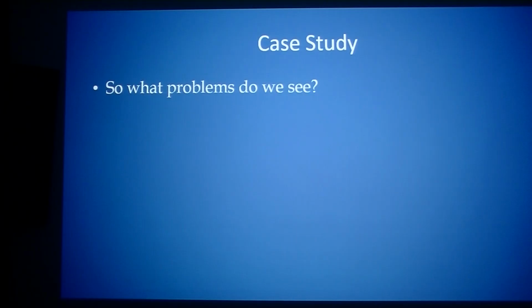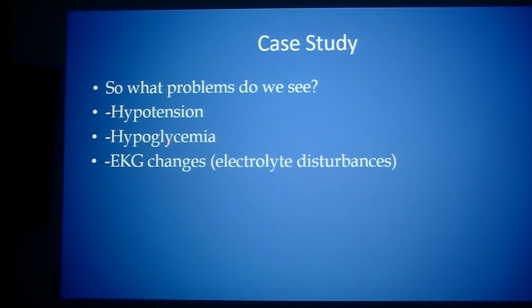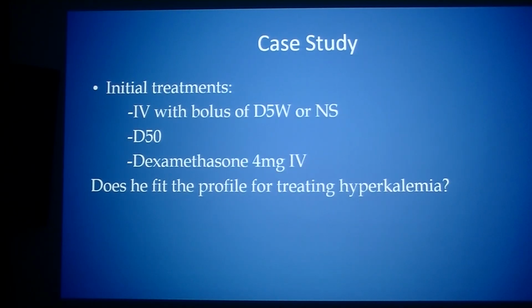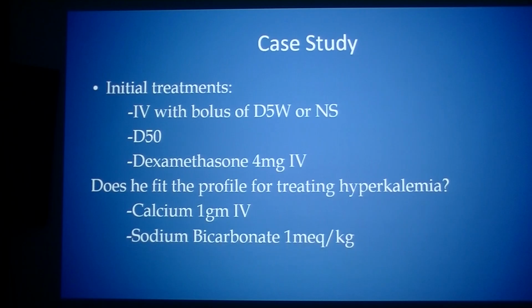So what problems do we see? Hypotension, hypoglycemia, electrolyte disturbances. So initial treatment: IV with a bolus of D5 or normal saline, D50, dexamethasone 4 milligrams IV. And does he fit the profile for treating hyperkalemia? I'd say absolutely. So calcium 1 gram, bicarbonate 1 milliequivalent per kilogram.